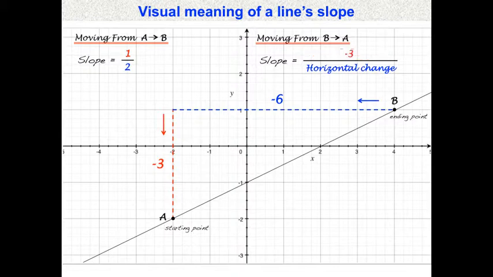So the slope is minus 3 divided by minus 6, which is equal to, is it equal to 1/2? Well, of course it is. Why? Well, you're saying, no, it's not. And it's like, well, yeah, it is, because negative divided by negative is what? Positive. And 3/6 is 1/2. So the slope is indeed 1/2, just like it was before. So whether we move from A to B or whether we move from B to A, it doesn't matter.